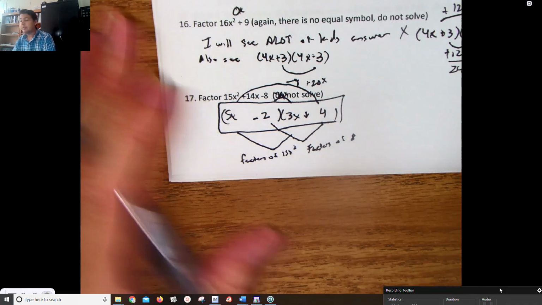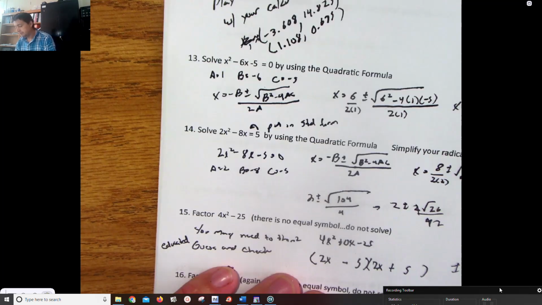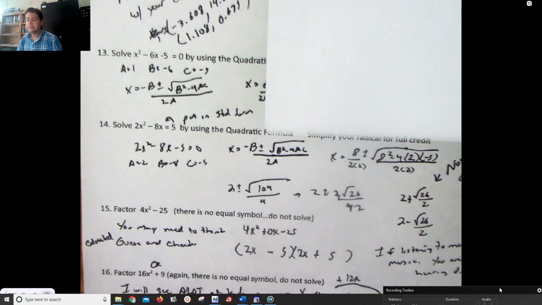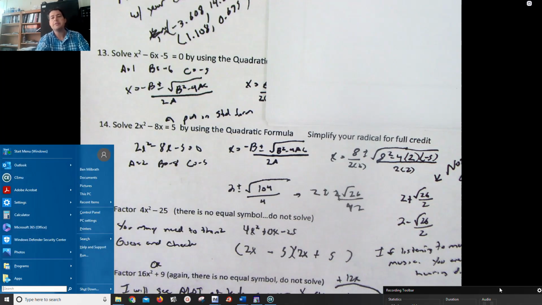But some of y'all don't want to learn how to factor. Whatever. If you want to learn anything, it's not working out for you. Stop this one and start another one. That way, in case something crashes, I don't lose everything.